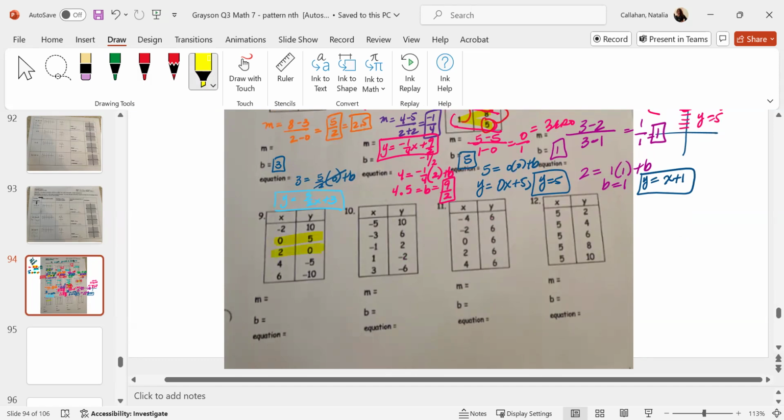All right, moving on to number 9. Number 9, 0, 5, and 2, 0. Those are good points to use. So once again, 0 minus 5 over 2 minus 0 is -5 over 2. That is your slope. For your equation, I'm going to use 0 and 5: 5 is equal to -5 over 2 times 0 plus b. Now, you know that part cancels, and so 5 equals b. So your overall equation is y is equal to -5 over 2 x plus 5. That is your equation for number 9. If you got it right, leave it alone. If it's wrong, circle it.